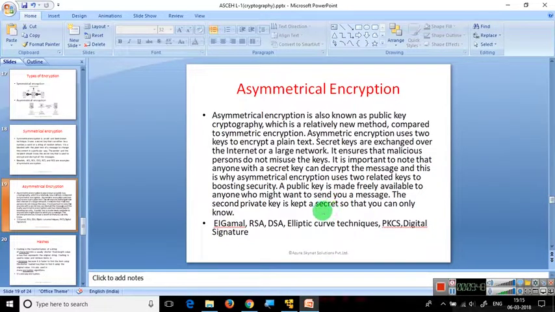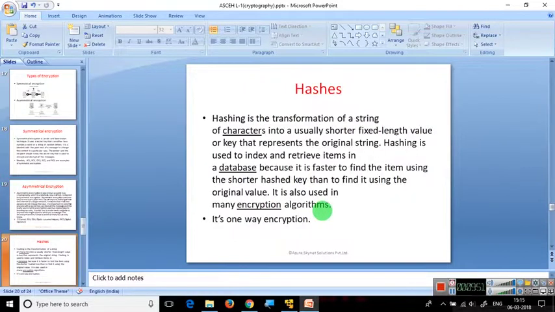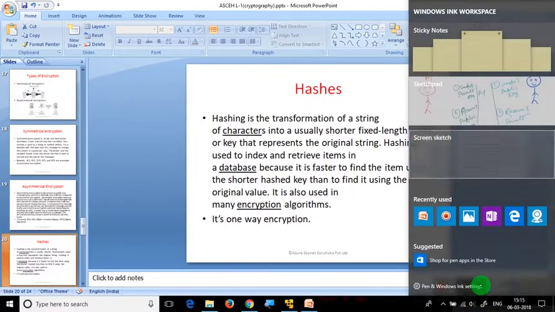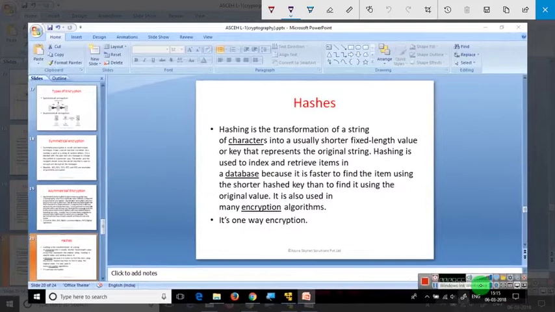After asymmetric encryption, the next one is called hashes. Hashes are one-way encryption. In the case of symmetric or asymmetric encryption, we were able to encrypt as well as decrypt the message. But in the case of hash, you are not able to decrypt the message. Hash is the transformation of a string of characters into a usually shorter fixed-length value or key that represents the original string. Hashing is used to index and retrieve items in a database because it is faster to find the item using the shorter hash key than to find it using the original value. It is also used in many encryption algorithms.